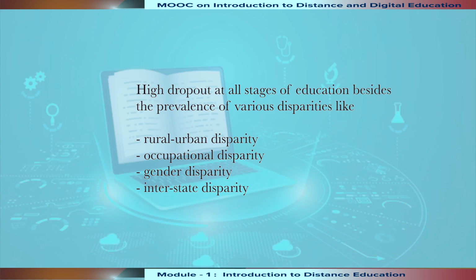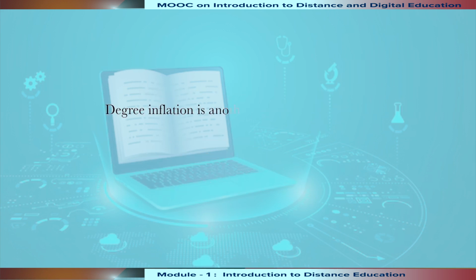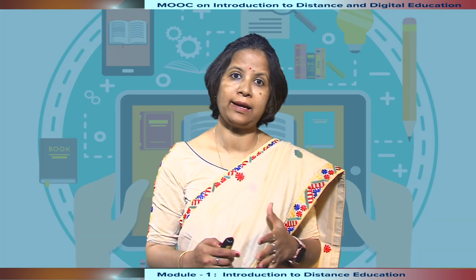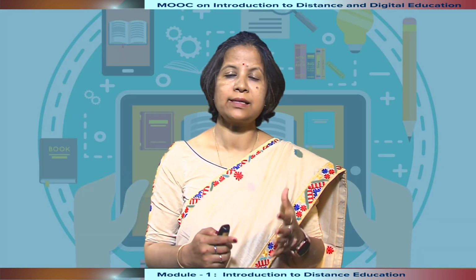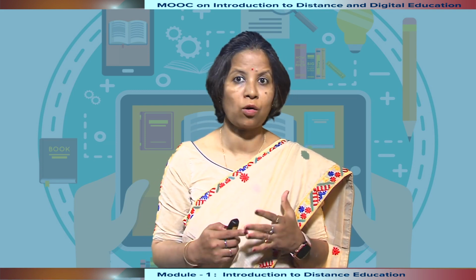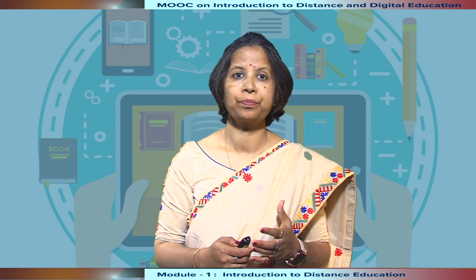Besides, there is the prevalence of various disparities like rural-urban disparity, occupational disparity, gender disparity, interstate disparity, and so on. Degree inflation is another big issue, by which a large number of graduates passing out of Indian universities and institutions of higher learning do not match the requirements of employability, and as a result swell the number of unemployed and underemployed, causing brain drain from our country.